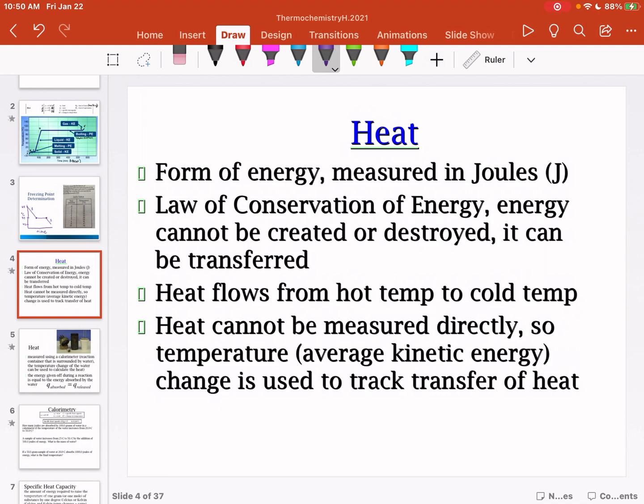We also cannot measure joules directly. I don't have a device that I can put in a substance and measure how much heat it has, but what we can do is track temperature change. And if we can measure a temperature change, then we can calculate heat using MCAT.